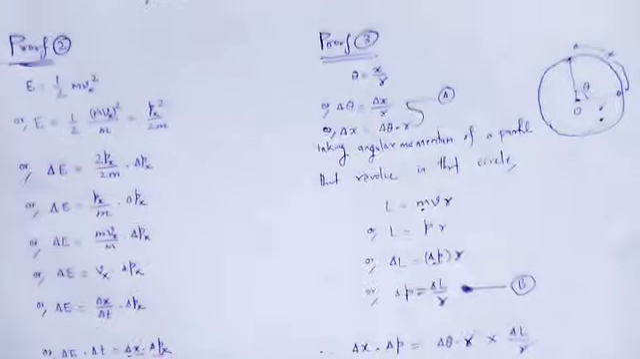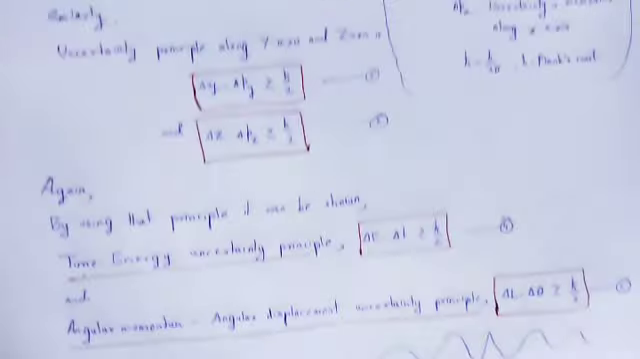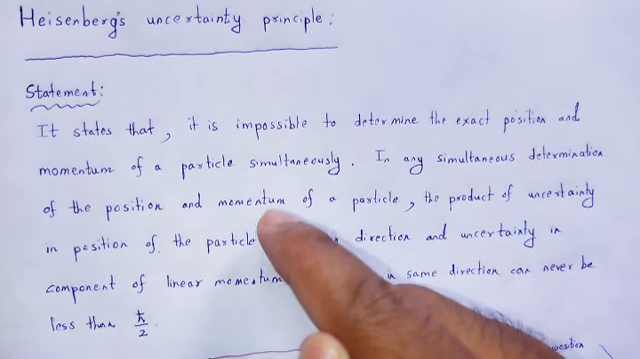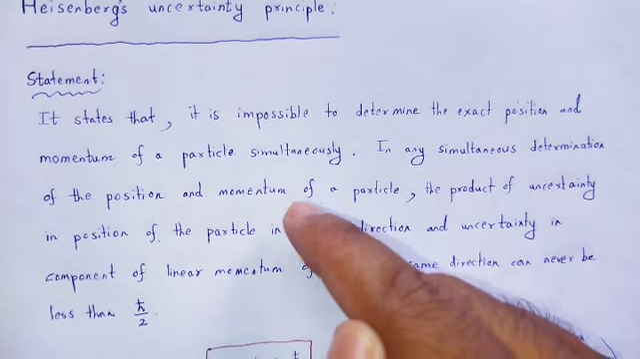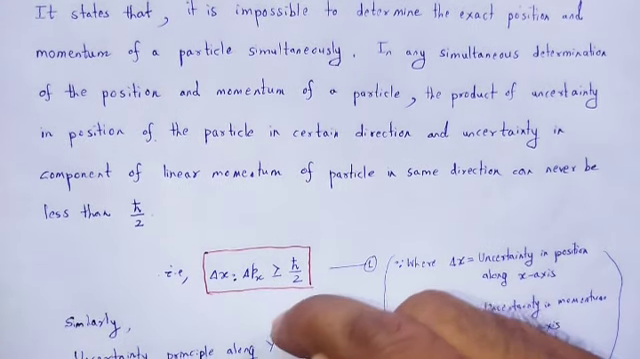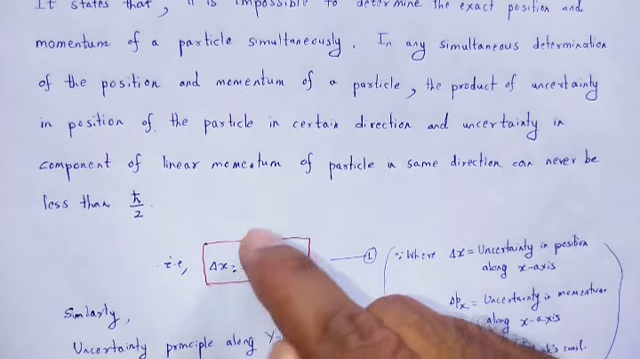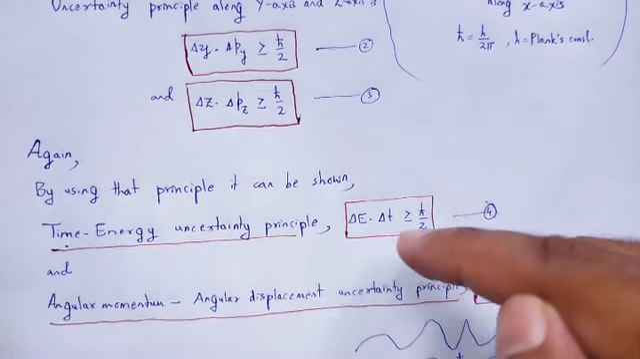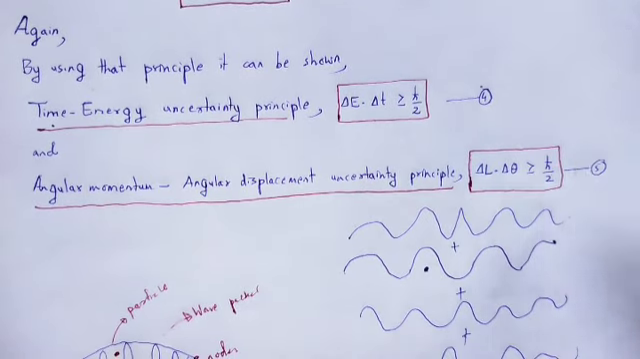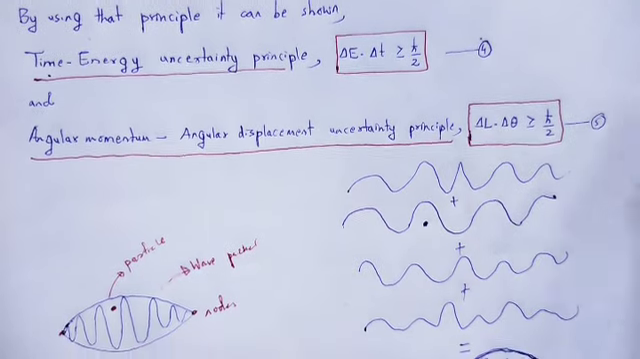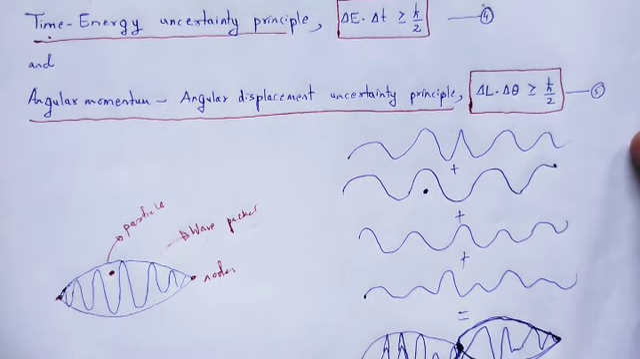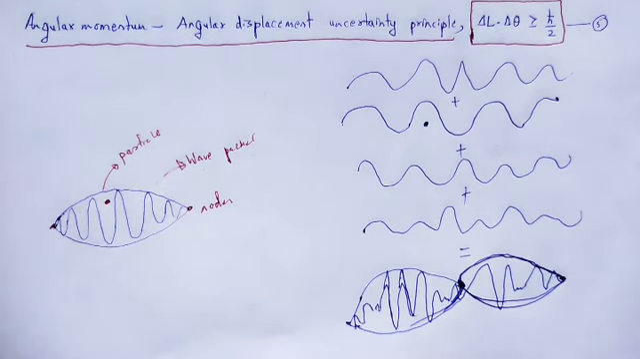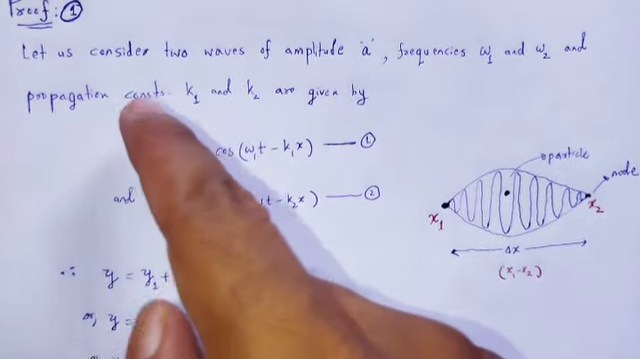So here, with the help of this video lecture, we understand the concept of Heisenberg's uncertainty principle. According to Heisenberg, we can't measure position and momentum of a particle simultaneously. Then he formulated a mathematical relation: uncertainty in position times uncertainty in momentum is greater than or equal to h cut by 2. Similarly, there are other pairs, time energy uncertainty and angular momentum, angular displacement uncertainty, and they can be easily proved by taking the wave packet idea of quantum mechanics. Mathematical proof.